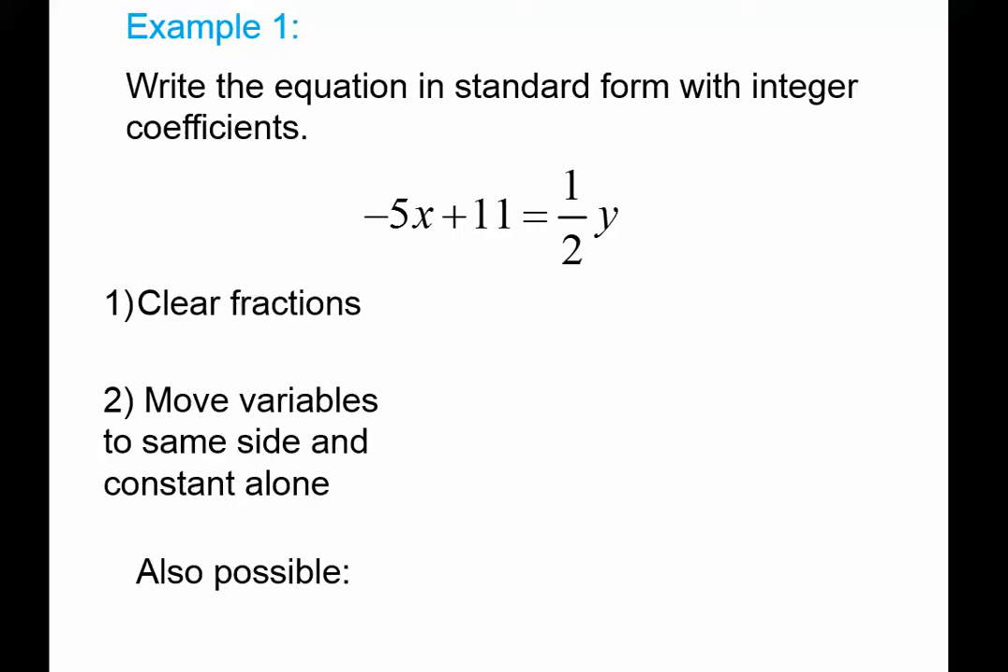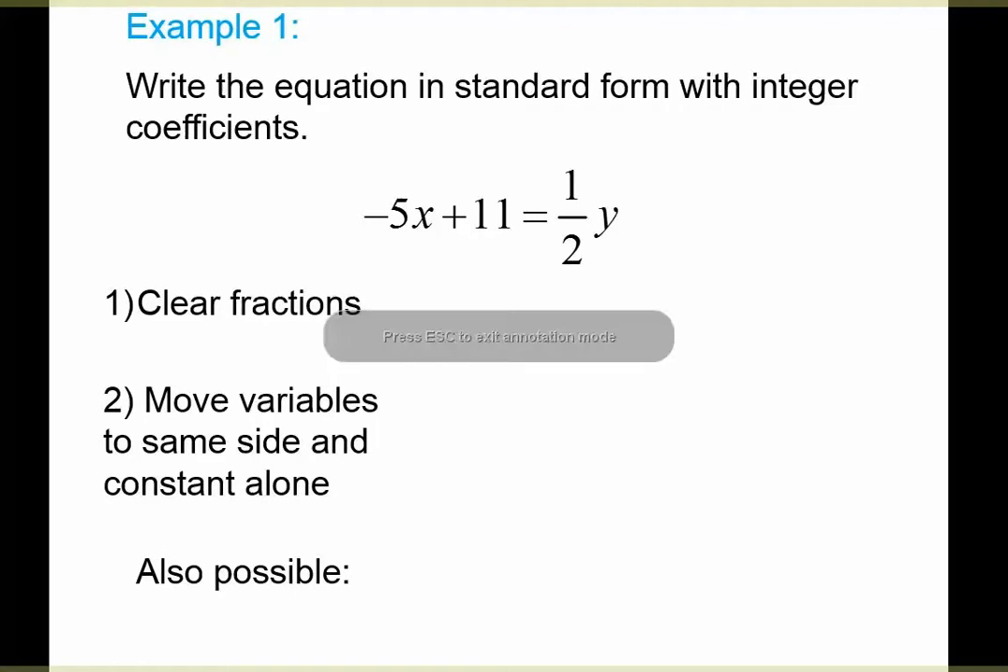And then I'm going to show you at the end here that sometimes, actually every time, there are going to be two possible answers. So some of us might go one way and others of us might go a different way. All right, so let's take a look at clearing the fractions.